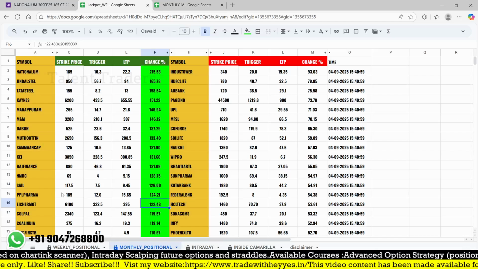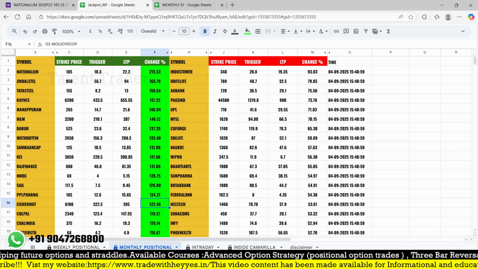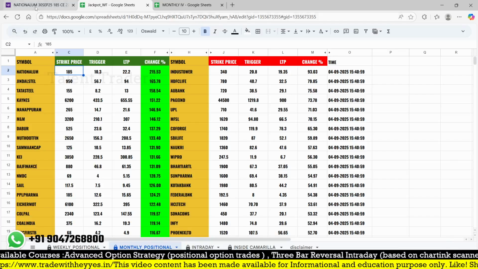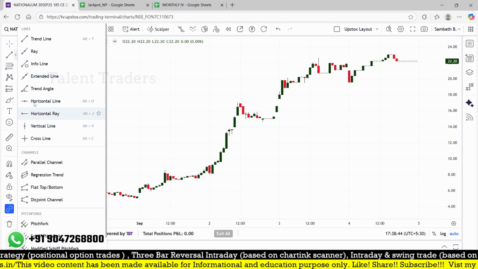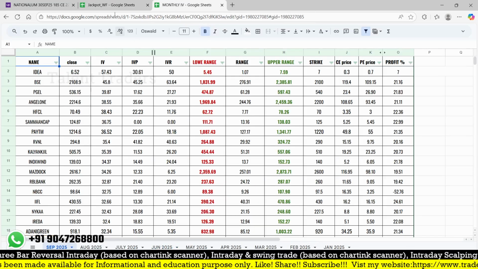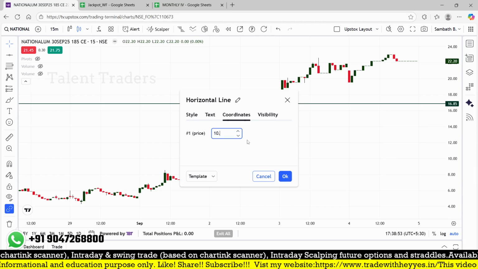For an example, metal stocks are performing well from the last 4 days for the month of September. So let me find National Aluminum 185. So I've just taken it for a study. As per our option strategy, we may be finding out the breakout is somewhere around 10 rupees 30. So then premium is 10.3. So whether it is valid or not valid.